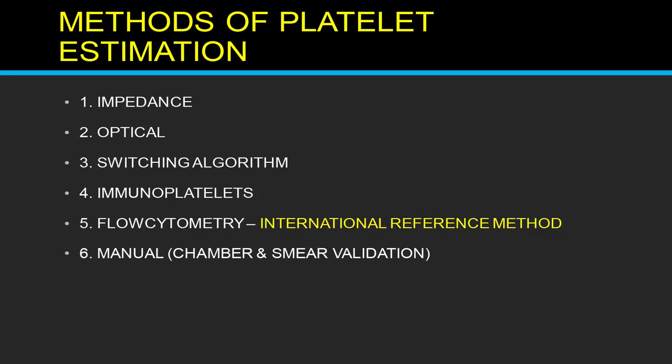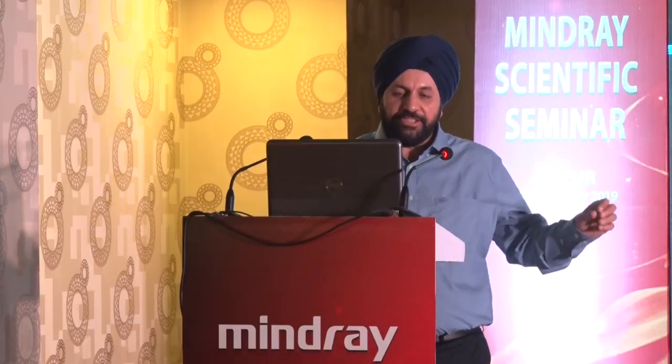Then we have something called the immunoplatelets, where CD61 FITC tagged antibodies are used in certain analyzers to measure platelet count. Actually, this is the closest to the international reference method of flow cytometry, but the problem here is the cost. It would cost something like 2.5 thousand odd INR to do a platelet with this method. And with all governments gunning for a 50 rupees capping, I don't think this is plausible in the Indian scenario.